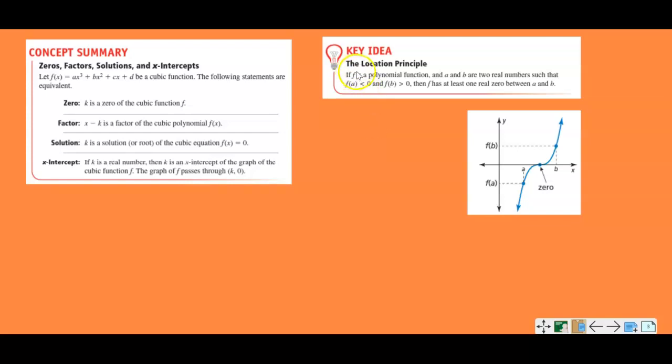All right, another key idea, the location principle. If f is a polynomial function and a and b are two real numbers such that f of a, that's your y, is less than 0, right here.